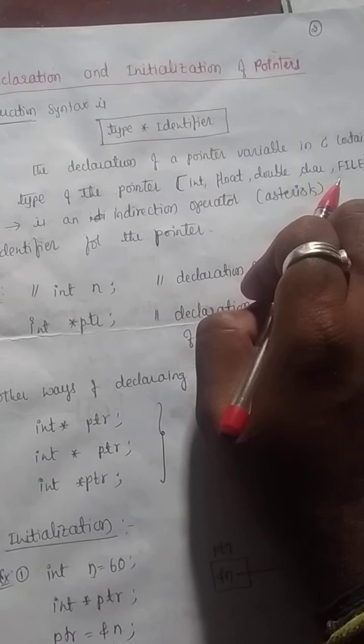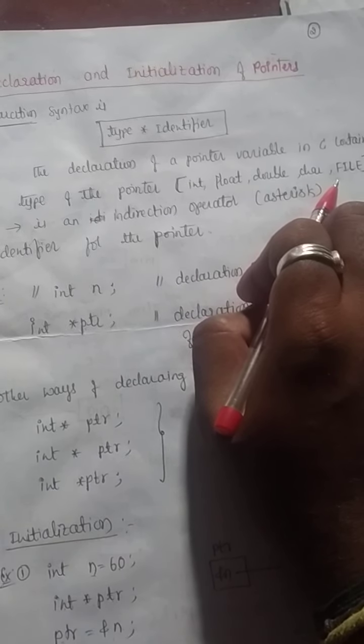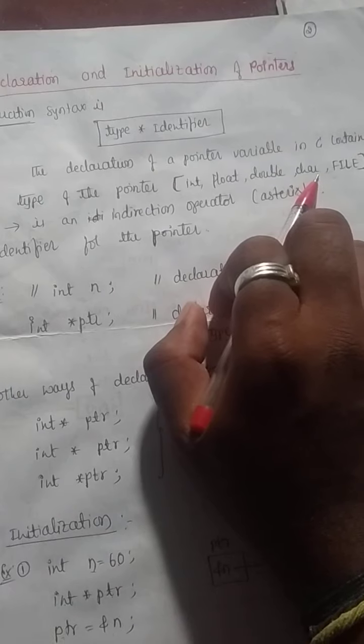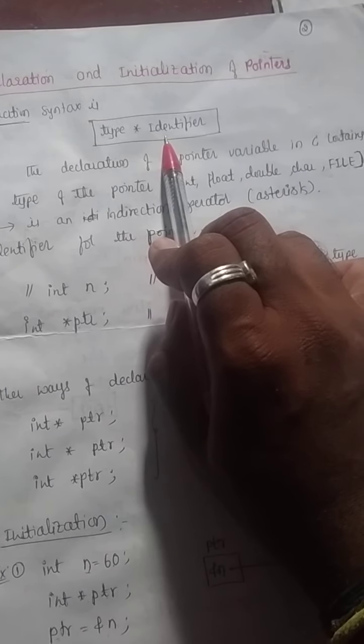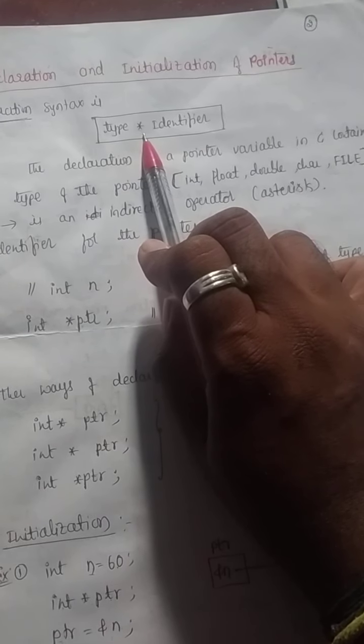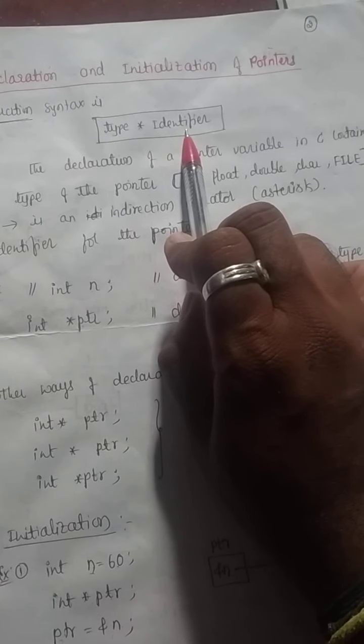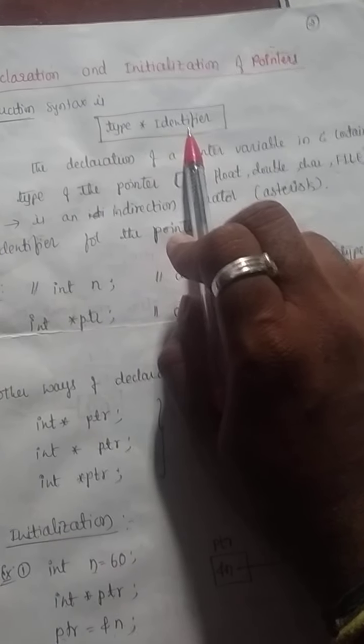So the topic is not there for your syllabus, so that we can use pointers in files also. And then star is the symbol, asterisk symbol we can use along with the identifier. So what is this identifier? It is nothing but any variable name.